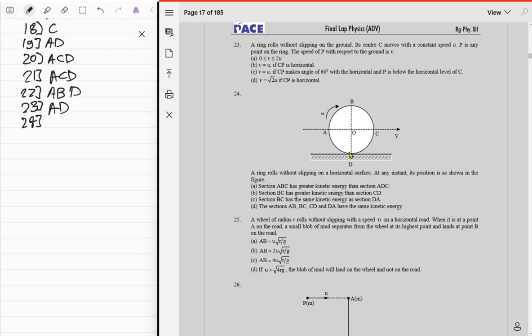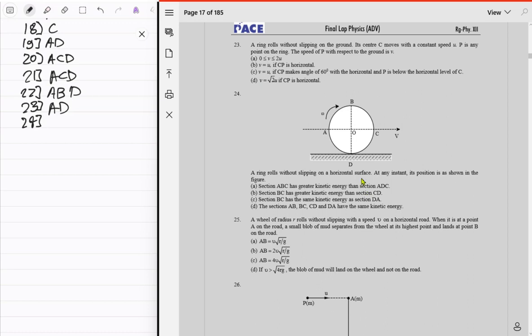With respect to the contact point, the whole thing is moving with the same omega, right? So the same stuff. Section BC does have higher energy than section D. Section BC has the same kinetic energy as section DA. No, because this is moving with omega, but then this is also moving with omega about that.